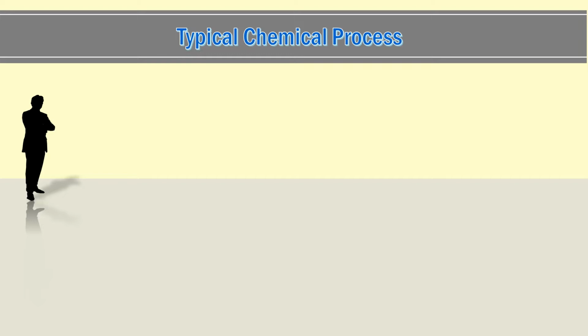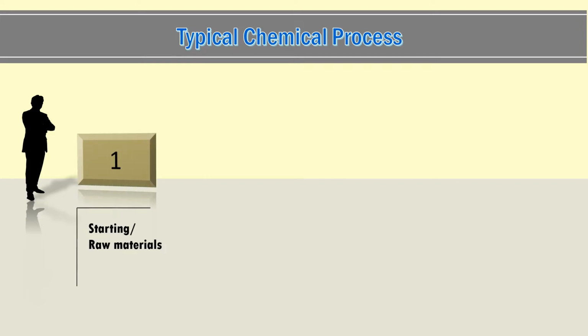Let us consider the typical chemical process. So during the manufacturing of a particular chemical, what is required? Starting material or raw material. The starting material can be the new material, or it may be the byproduct of other industry.